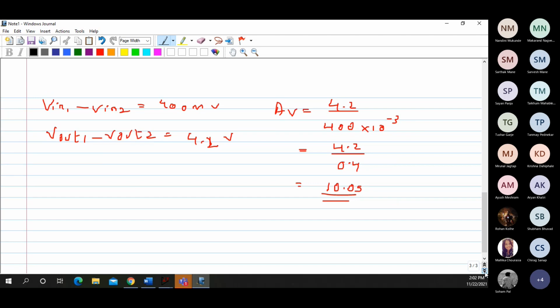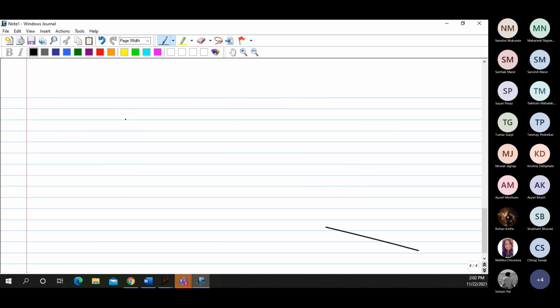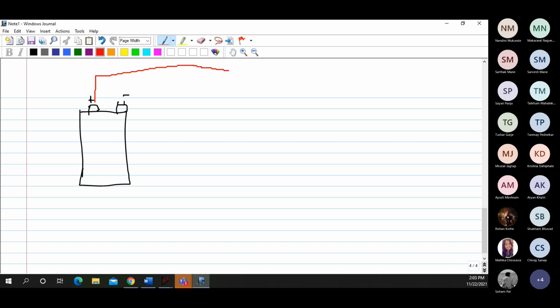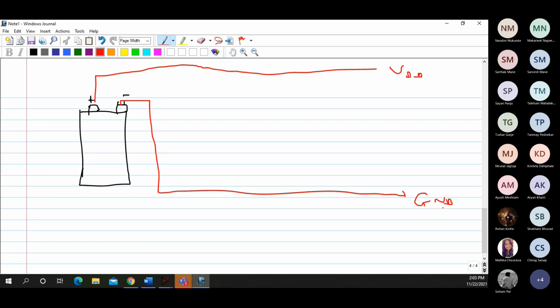So let us say that we have a battery here. Can you see my screen? Yes, sir, it's visible. So we have a battery, let's say plus and minus. So generally this plus line is your VDD line, and this line is your ground line. Now your circuits are connected between the VDD and the ground. So all circuits will require some VDD and some ground.